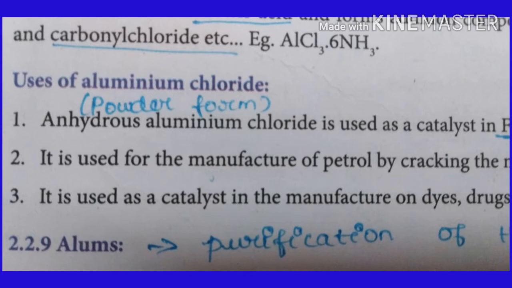Next are the uses of aluminium chloride. Anhydrous aluminium chloride is used as a catalyst in the Friedel-Crafts reaction. What does anhydrous mean? Without any water molecules. When it is evaporated, all the water molecules move away and you get aluminium chloride in the form of a powder. It is used in the manufacture of petrol by cracking mineral oils. It is also used as a catalyst in the manufacture of dyes, drugs and perfumes. These are all the uses of aluminium chloride.